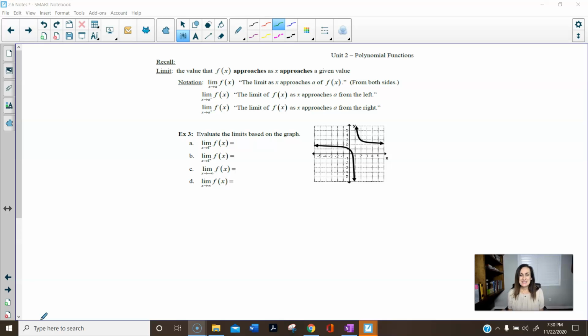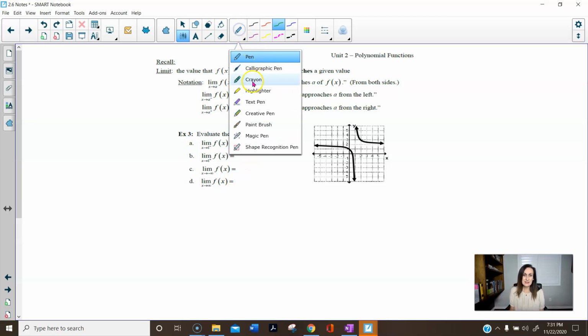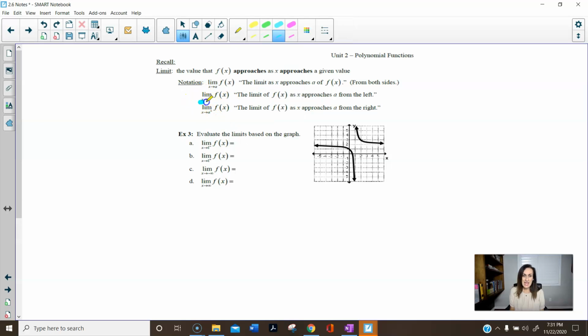So looking at example 3, we're going to be investigating end behaviors. So you guys are familiar with this notation. We have the limit as x approaches a of f of x. And that means we're looking at the limit from the left side and the right side. But when we have the limit as x approaches a with a little negative, that means a from the left-hand side. And if I have the limit as x approaches a with a plus, that means a from the right-hand side. So let me just give you an example of what that means.